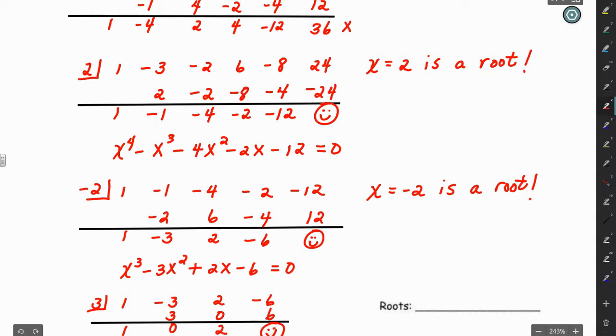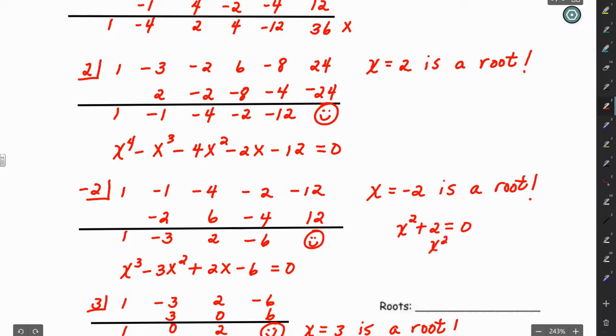All right, we found another root that works. So x equals 3 is a root. This time we started with a cubic polynomial, so now we've reduced these coefficients down to a quadratic. All right, running out of room here. I'm going to put it right here. So I have 1x squared plus 0x plus 2 equals 0.